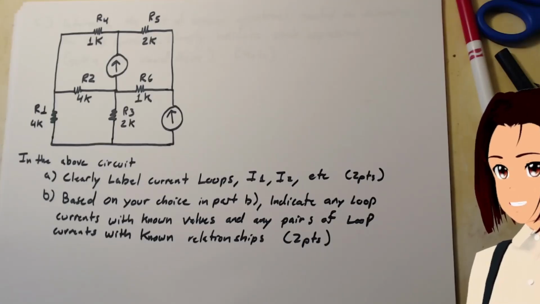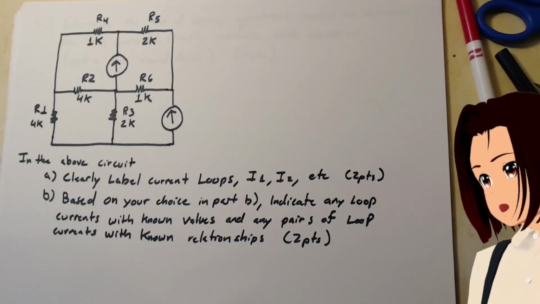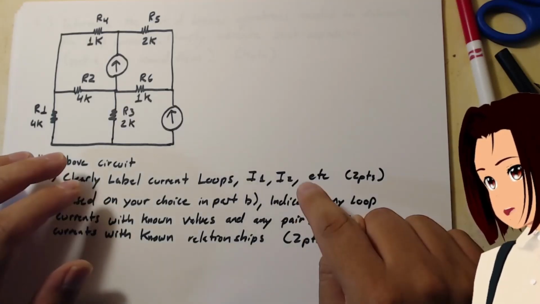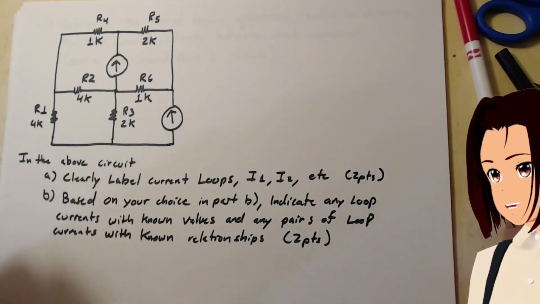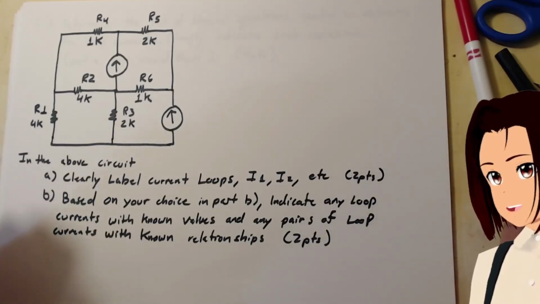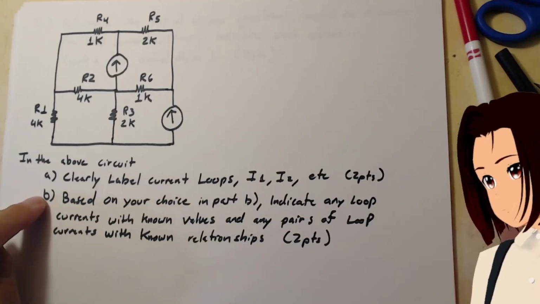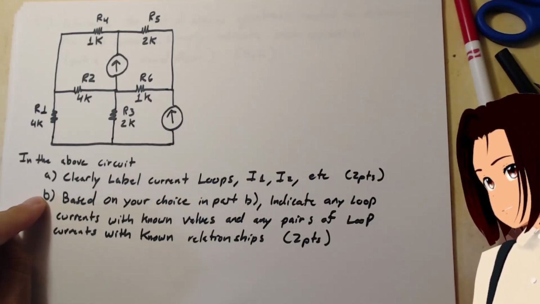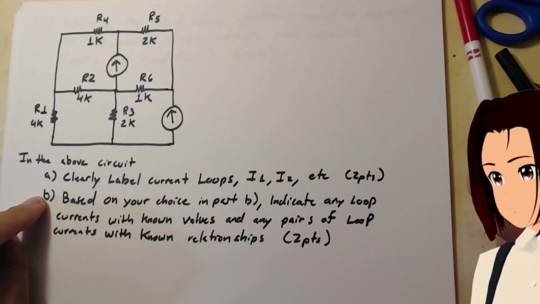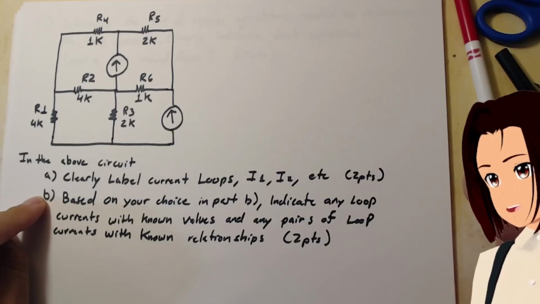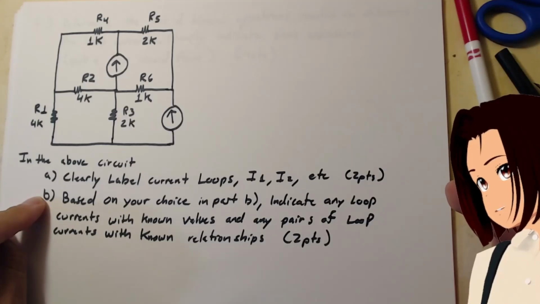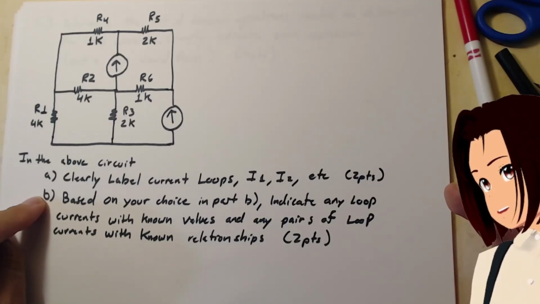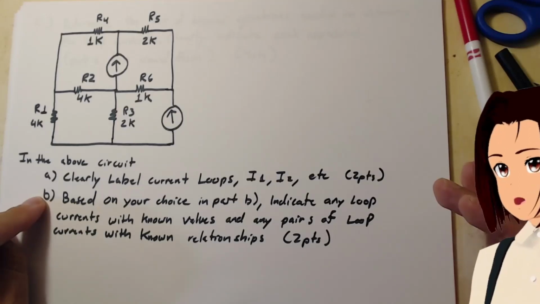In the above circuit, clearly label current loops I1, I2, etc. So I guess we're going to do some mesh analysis instead of node analysis this time. B says, based on your choice in part... Oh, it says part B. I meant to say part A. Whoops. Based on your choice in part A, indicate any loop currents with known values and any pairs of loop currents with known relationships. 2 points.